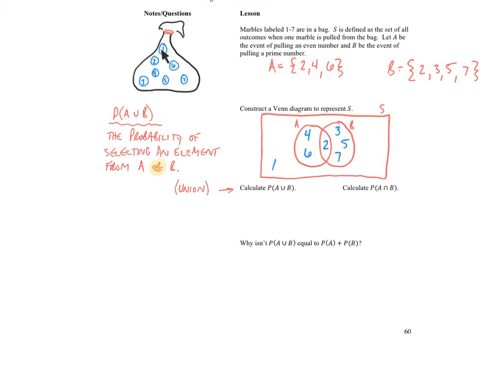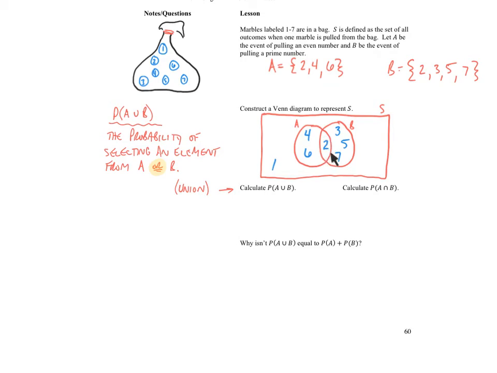Is the number 1 in either set A or B? No, it's not in either one. It's not in A or B. What about the number 2? Well, the number 2 is in set A and it's in set B. So is it in either A or B? Yes, because it's in one or both of them. And that's as simple as it gets, right?